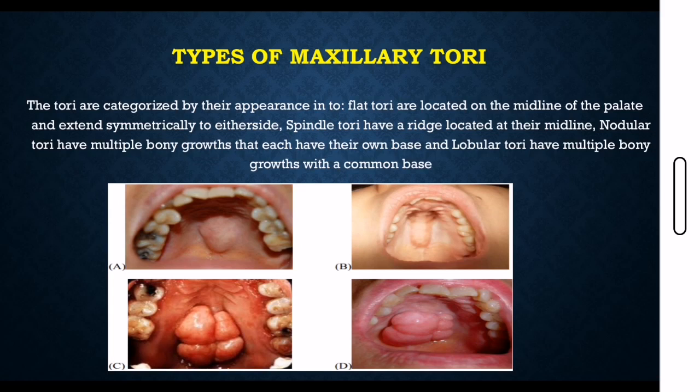Types of maxillary tori. The tori are categorized by their appearance. Flat tori are located in the midline of the palate and extend symmetrically to either side. Spindle tori have a ridge located at their midline. Nodular tori have multiple bony growths that each have their own bases, and lobular tori have multiple bony growths with a common base. Here we have A, a picture of flat tori, B for spindle tori, C for nodular tori, and D for lobular tori.